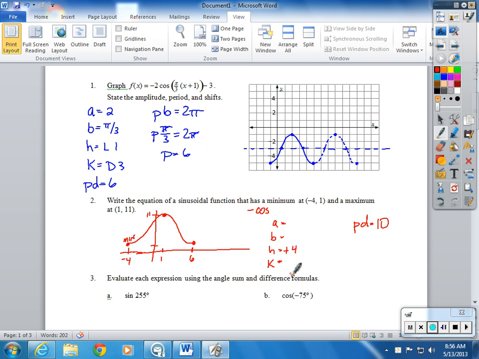The rest of these we need to calculate, and you have equations for that. Amplitude, okay, the amplitude here will be the max minus the min divided by 2. So 11 minus 1 is 10, divided by 2 is 5. The vertical shift will be the maximum plus the minimum divided by 2. So that's 11 plus 1, which is 12, divided by 2 is 6. So up 6 will be your k value.